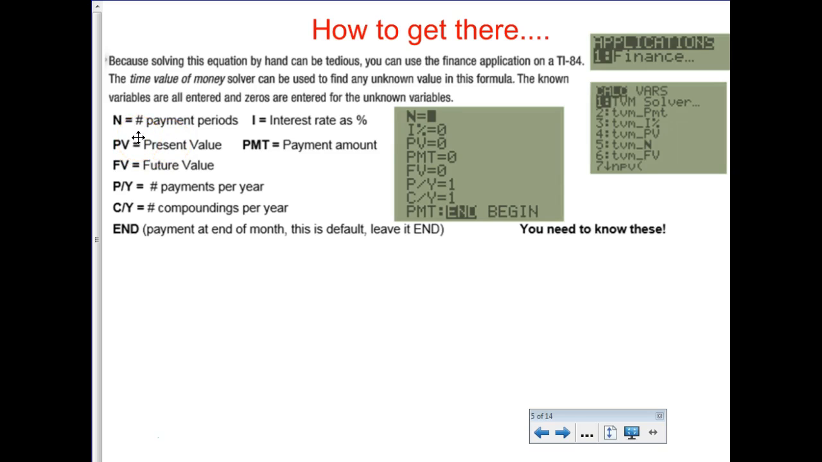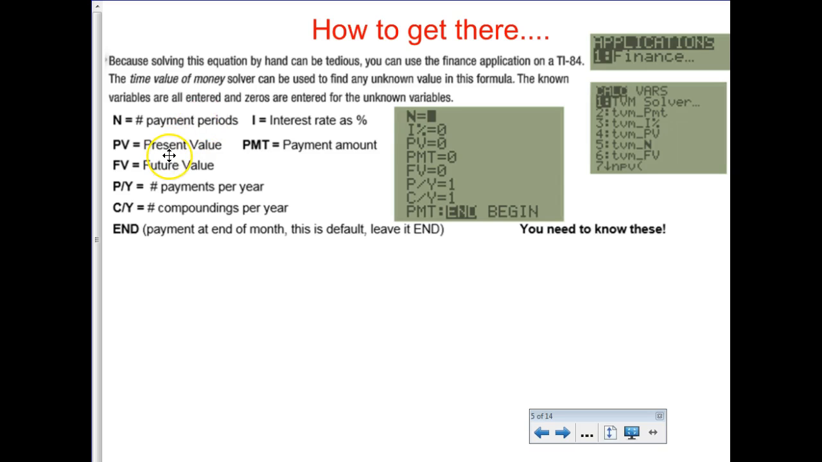N is the number of payment periods throughout the entire course of the loan. So like, for instance, on a mortgage, you might pay it monthly, but you're going to pay it monthly for 30 years. So this number would be like 12 times 30 in that case. What's cool about your calculator, you don't have to even calculate that. You can just type 12 times 30 and it'll pop it over to 360 for you.